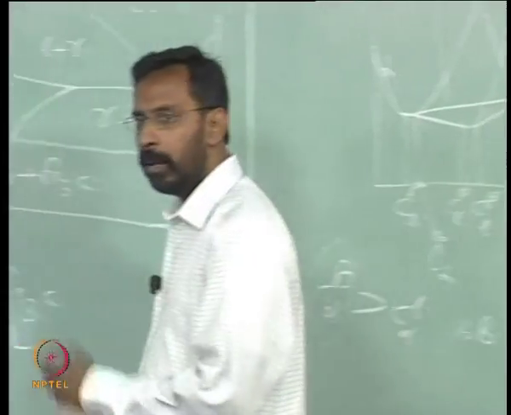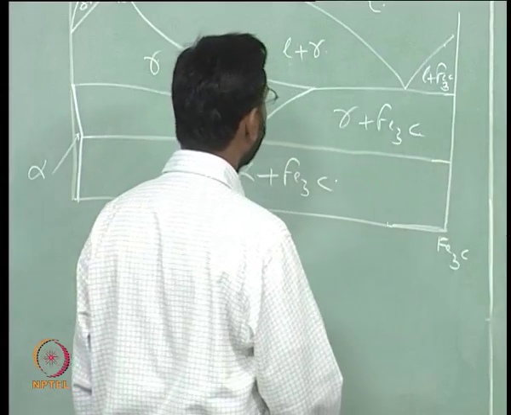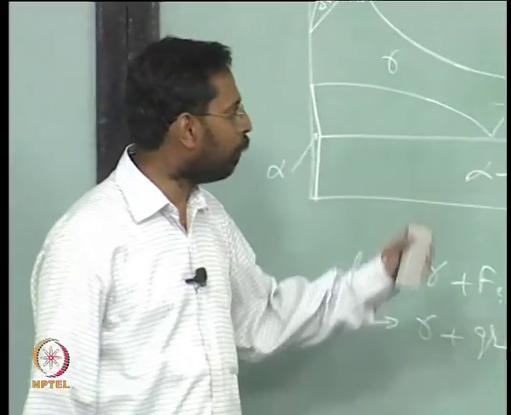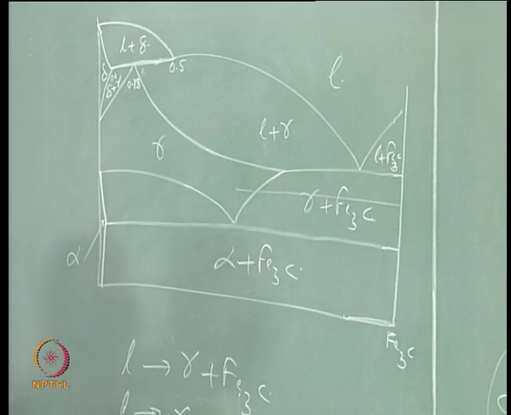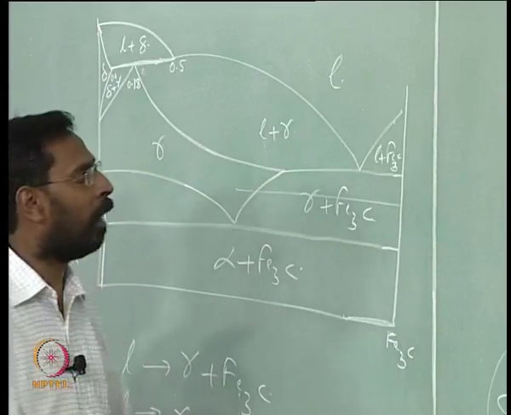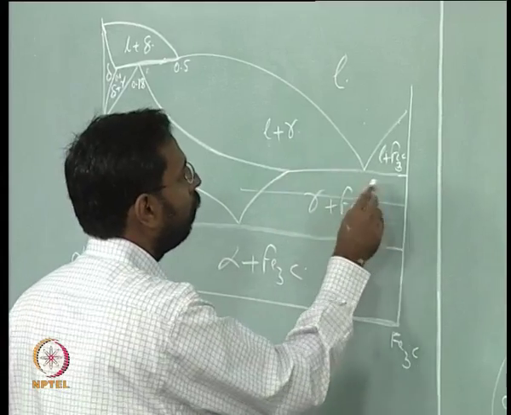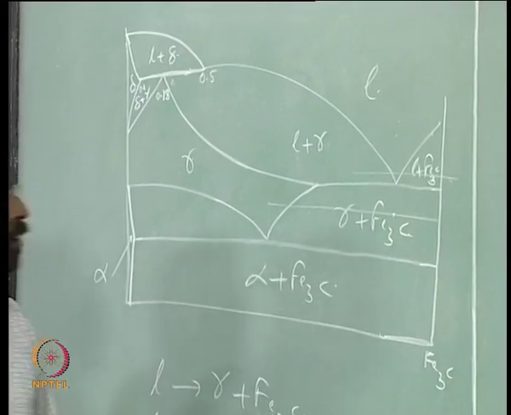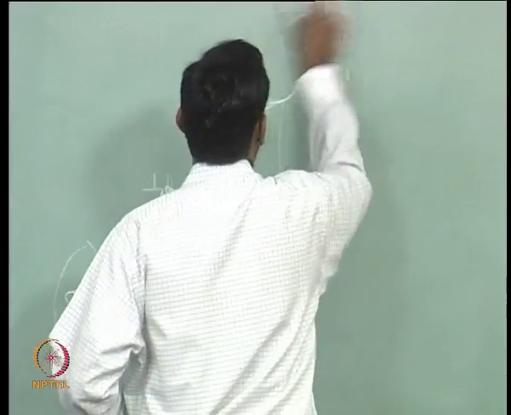If I look at some temperature, let us look at this temperature for that case. If I am looking at that temperature, where I have gamma plus Fe3C, and liquid is giving you gamma plus Fe3C. I have brought the liquid to this temperature, and I am looking at this temperature, for example, where liquid plus Fe3C is there. Any temperature you can consider. Let us look at this temperature, let us say. If I am looking at that temperature, I will see what would happen.